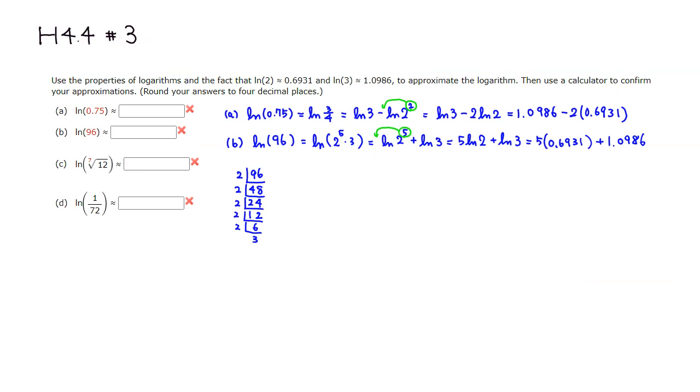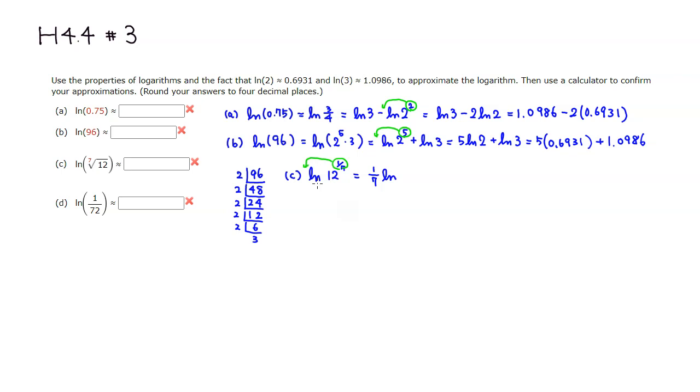All right, so let's do part C. You have the natural log of the 7th root of 12. We can certainly rewrite the 7th root as a 1/7 power. So we can place 1/7 in front of the natural log. So 1/7, and then you have the natural log.